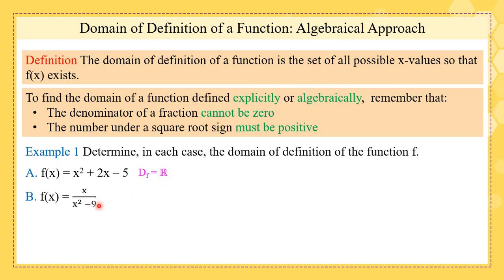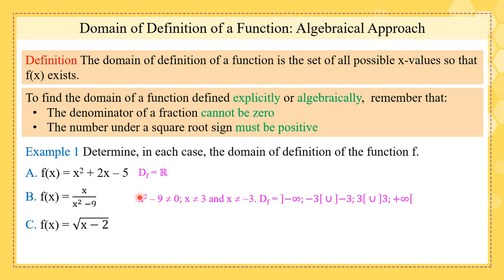Well, in this case, we have to state that x squared minus 9 should never be 0, so x is never 3 and x is never negative 3. So the domain of definition is negative infinity, negative 3 union, negative 3, 3 union, 3, positive infinity.